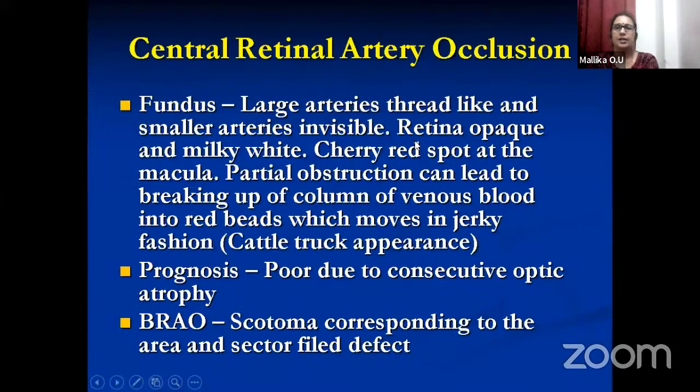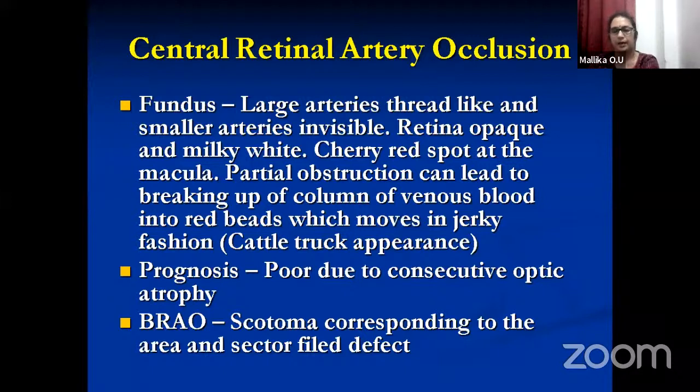So the large arteries are thread-like and smaller arteries are invisible. The whole retina is opaque with a cherry red spot at the macula. Another appearance, which is not visible in the picture, is a cattle truck appearance if the occlusion is partial or if there is a recovery. The prognosis of central retinal artery occlusion is poor because the retina cannot withstand the loss of blood supply for even a few minutes, and the patient develops consecutive optic atrophy.